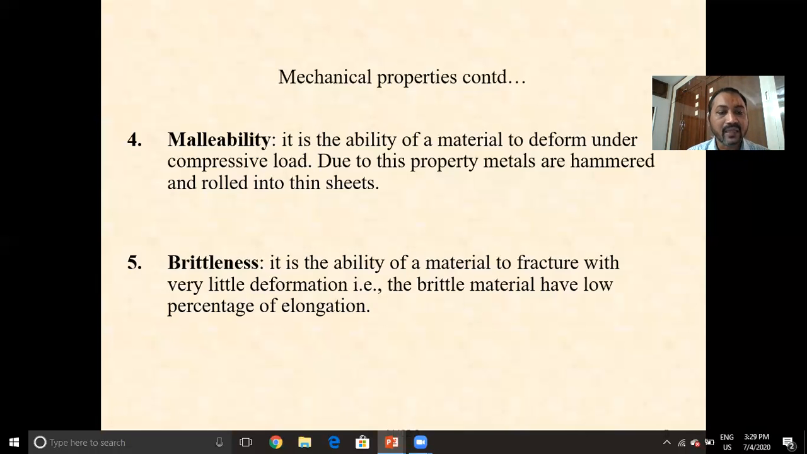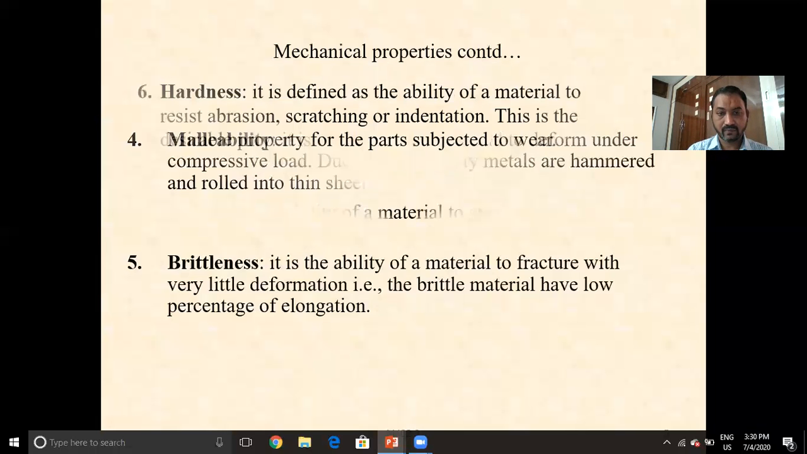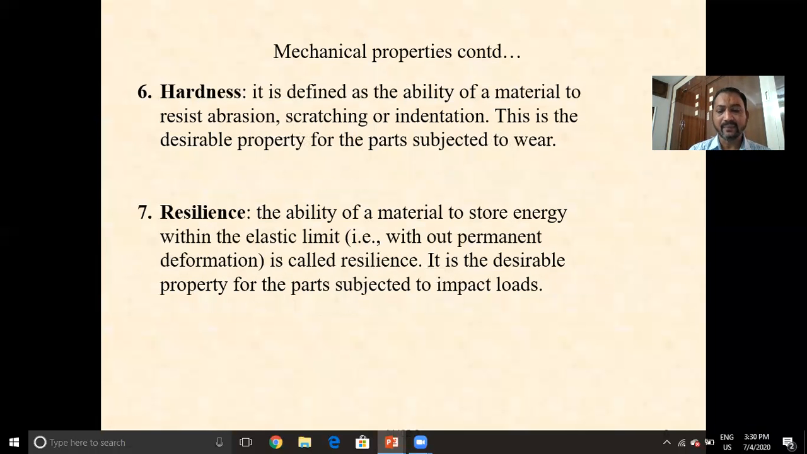And even this brittleness can be decided by conducting a tensile test. If the percentage of elongation of a material is less than 5%, then that material can be decided as a brittle material. The next one is hardness.